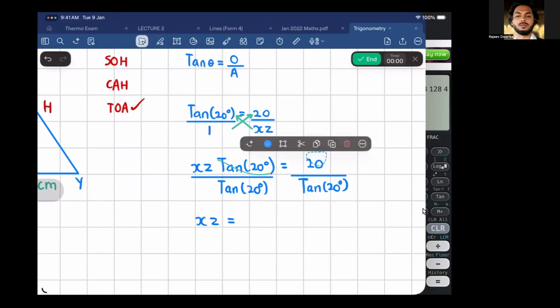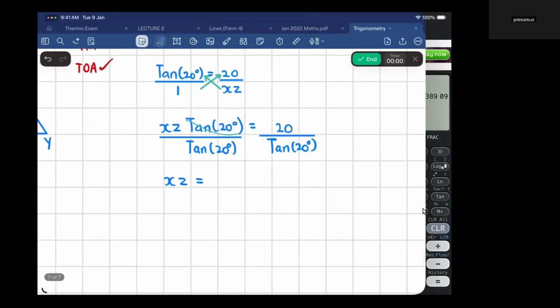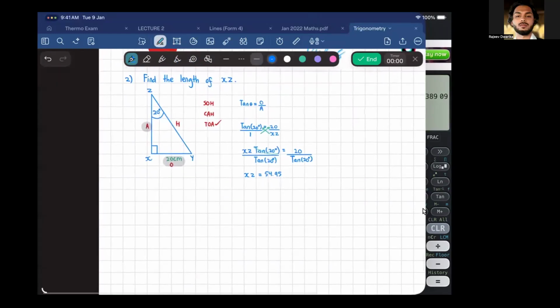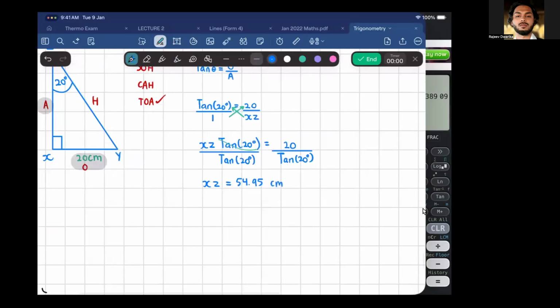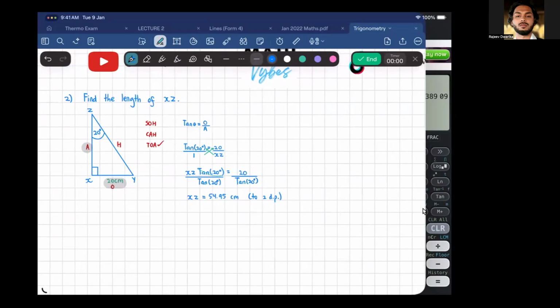What is 20 over tan 20? Let's check. 20 over tan 20. You should have gotten 54.95. Sir, I did it. I got it. I did send you the screenshot. I will check it just now. 54.95, right? And it would be centimeters, to 2 decimal places. So guys, you have real practice to do. I'm going to send a bunch of questions like this.